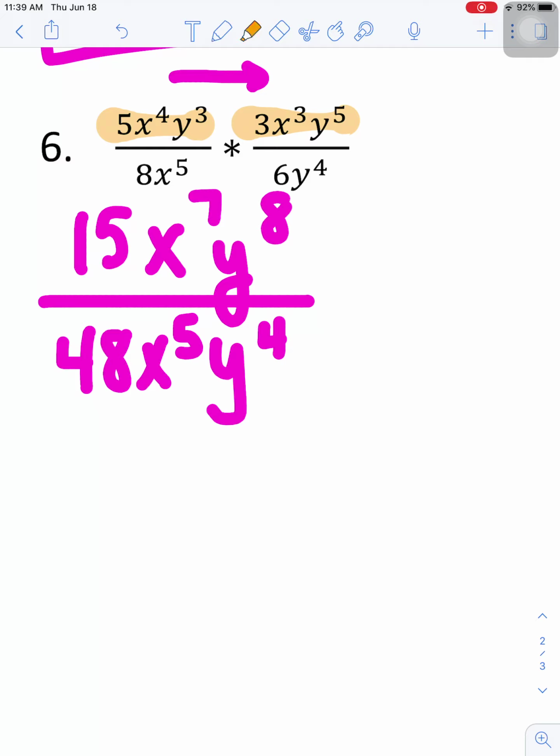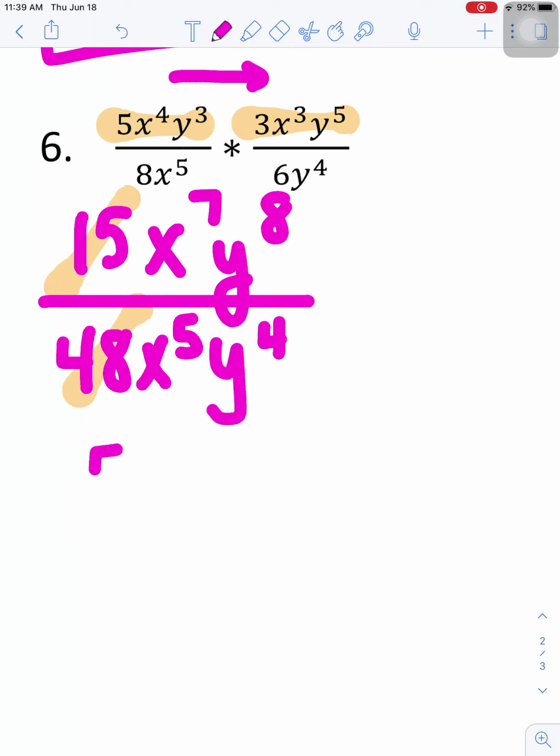Now we have a quotient, and all we have to do is look at our quotient to see if we can simplify it. All right, 15 over 48 is a fraction, right? 15 doesn't go into 48 evenly, but we need to think of factors of 15 that may also go into 48. And 3 goes into both 15 and 48. So 3 goes into 15, 5, oops.